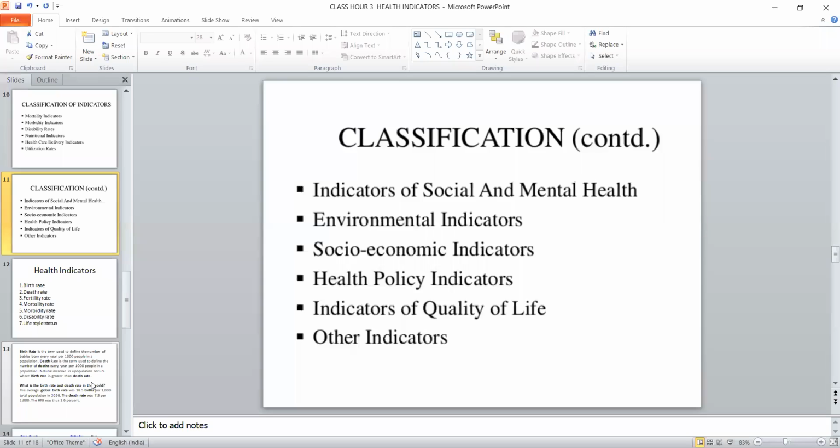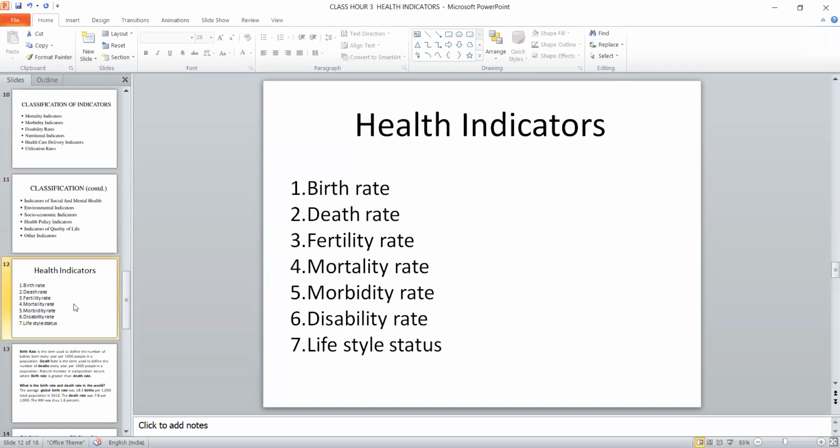But one thing we should keep in mind: there are many indicators, but our syllabus includes only these seven. What are they? Birth rate, death rate, and fertility rate. These things come in relation with the mortality rate. Then morbidity rate, disability rate, and finally lifestyle status. These are the seven indicators that we have included. The first three are an integral part of the fourth one. That is, birth rate, death rate, fertility rate are an integral part of the mortality rate. And morbidity rate, disability rate, that is sickness, health or handicap, all these things come under this.